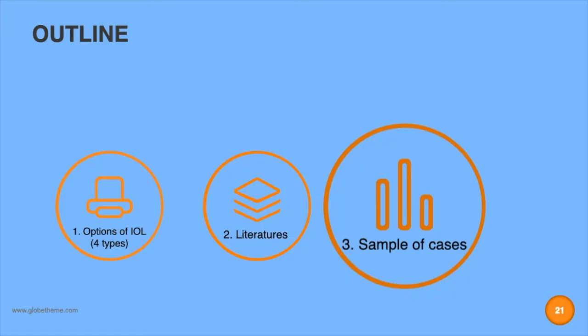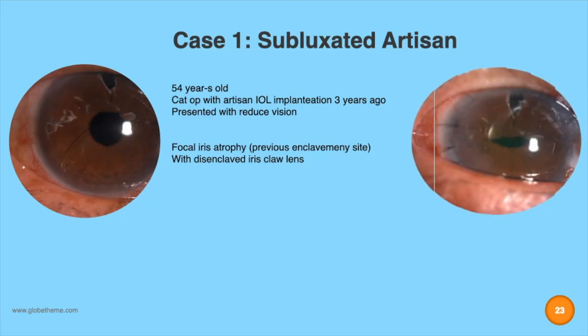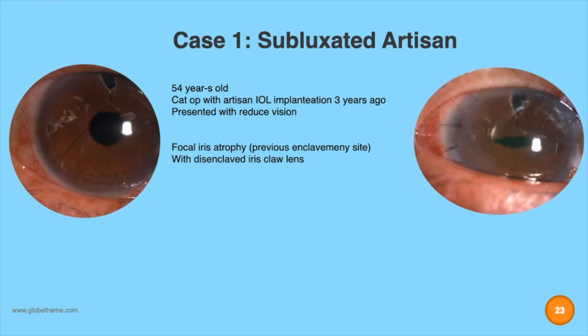Let's look at some of the cases that we encounter in our center. This is a case of subluxated Artisan lens. A 54-year-old gentleman had cataract surgery with Artisan iris claw implantation a few years back. He presented to us with reduced vision.